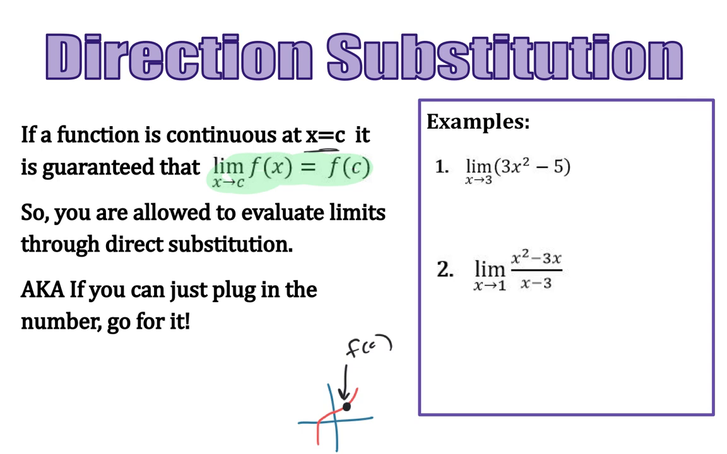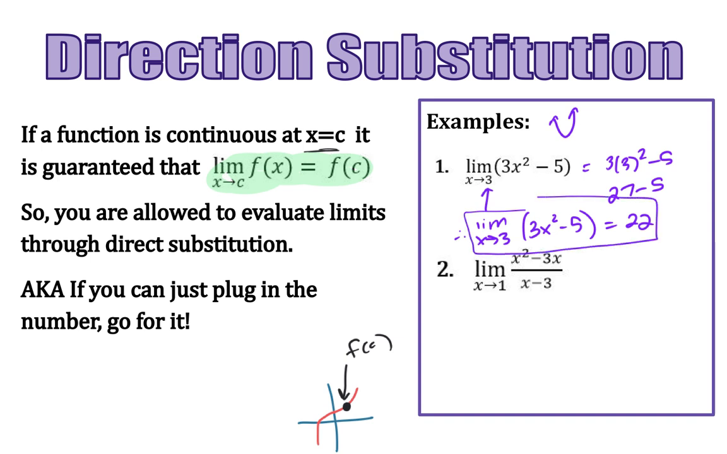If we look at these two examples on the right-hand side, 3x squared minus 5 is a quadratic, which we know is continuous, and we know we can plug 3 in. So if we plug 3 in, we would get 3 times 3 squared minus 5, or 27 minus 5. And I want you to go ahead and rewrite the limit statement. The limit as x approaches 3 of 3x squared minus 5 is going to be 22. So if our function is continuous, we can literally just plug the number in.